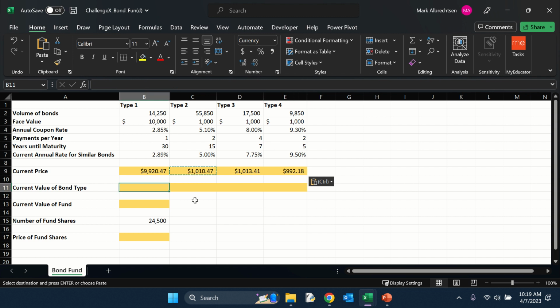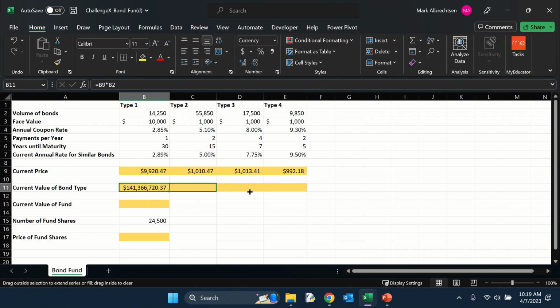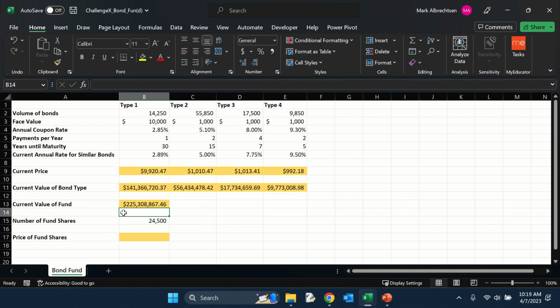Now the current value of each bond type will be the product of the price and the volume of the bonds. Okay, and then we can copy this over. And then the current value of the fund is going to be the sum of all of those. Okay, so that's the total value of our fund.